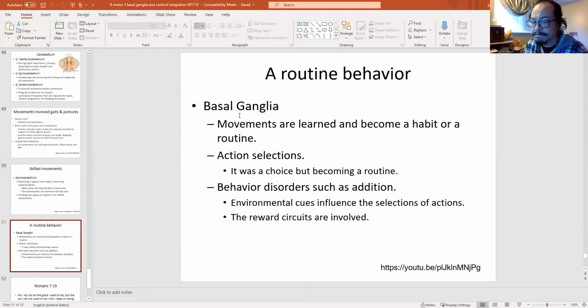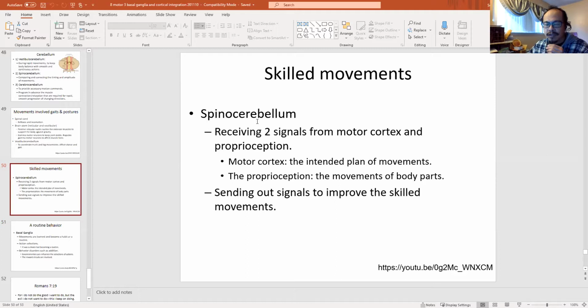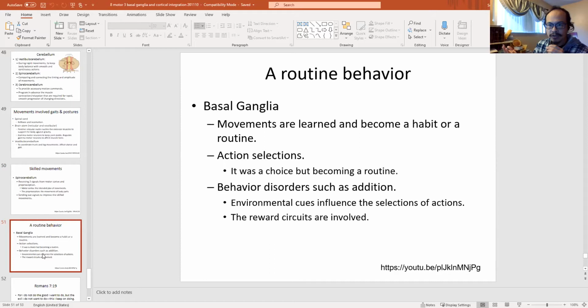And here I also provide you this video to show you the routine behavior. This video is about factory workers, who basically do the same thing. The difference between the routine behavior and the skilled movement is that the skilled movement needs to consider body balance and gravity, controlled by the cerebellum. They gather all the information about the vestibular signal and also proprioception to maintain body balance while you complete a skilled movement. The routine is more like a visual cue or a sensory cue, and you don't really need to put a lot of effort into keeping body balance.